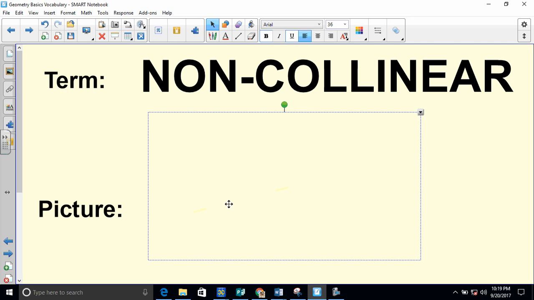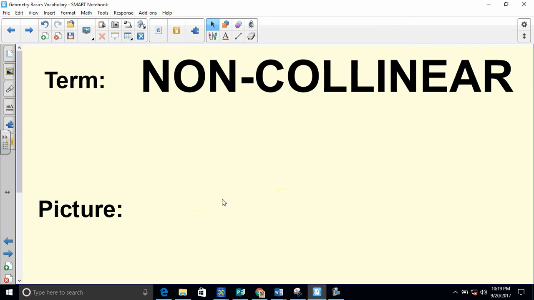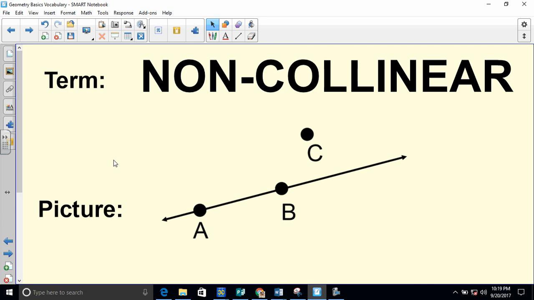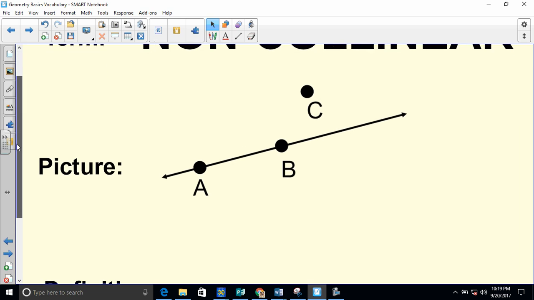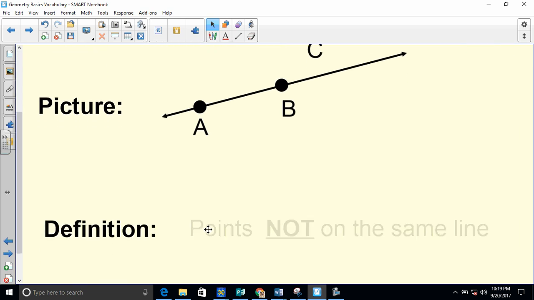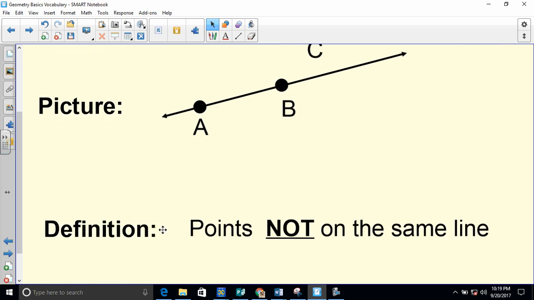So non-collinear would be points that are not all on the same line. You can see A and B are on the same line, but C is not. So all 3 of these points are considered non-collinear. And so the definition of that is just points not on the same line.